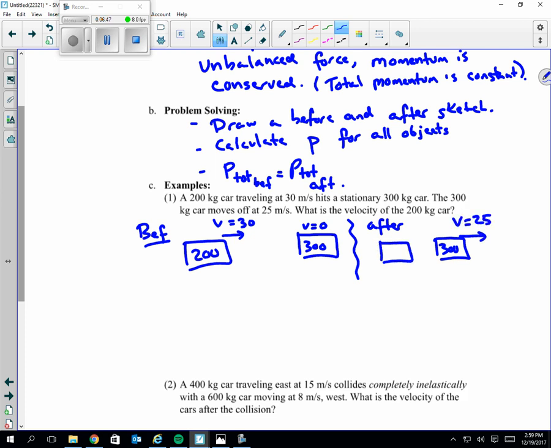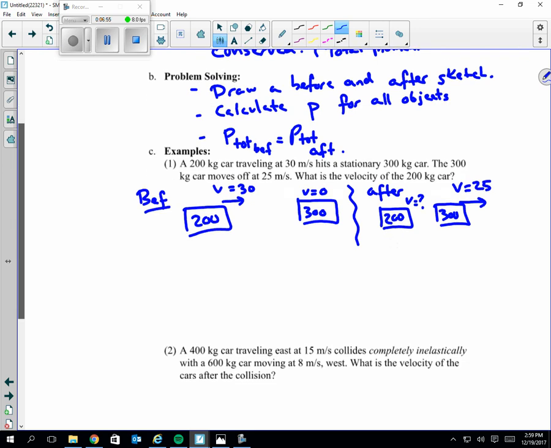We want to know what the velocity of 200. So the first thing was to sketch before and after. Second thing is find momentum of every piece. And momentum is easy, we just do m times v. So this one is 200 times 30, which is 6,000. Minus for this one, 300 times 0 is 0. Something stationary has no momentum.